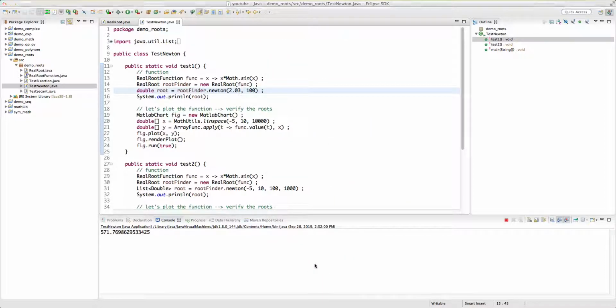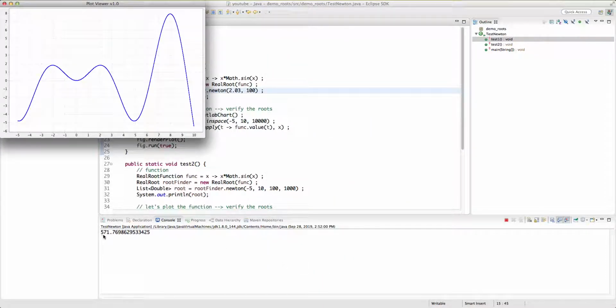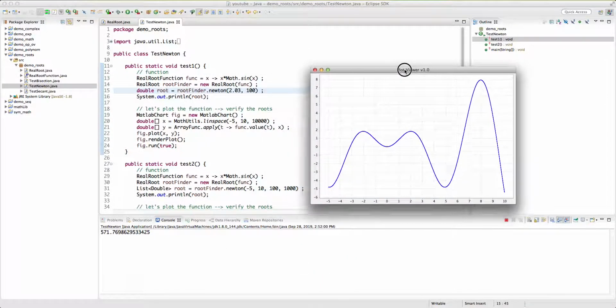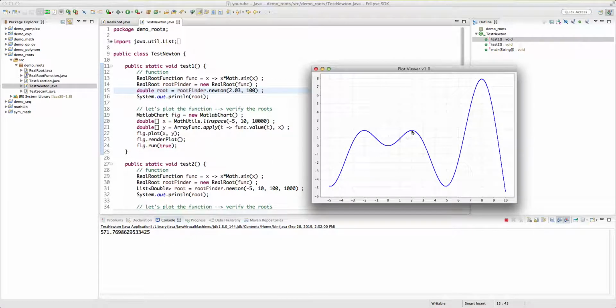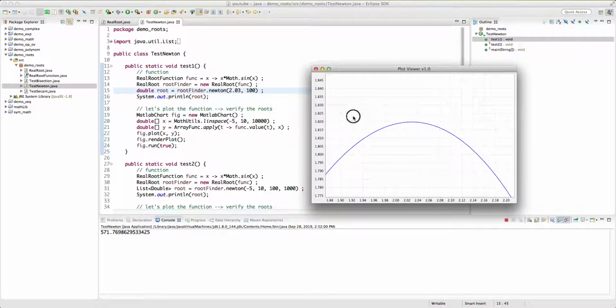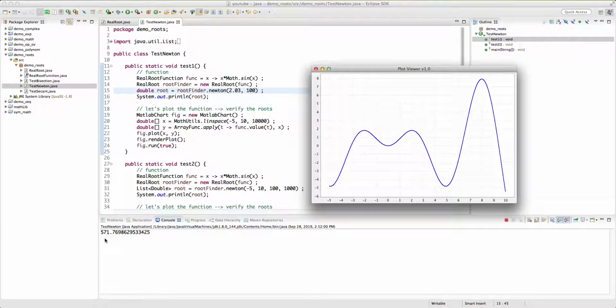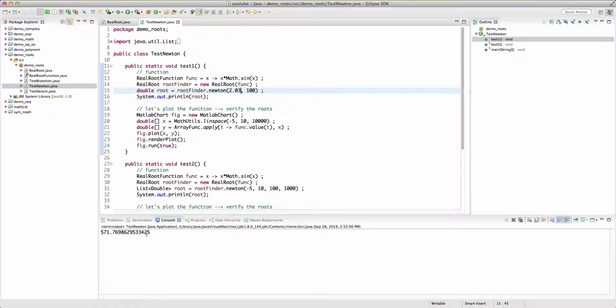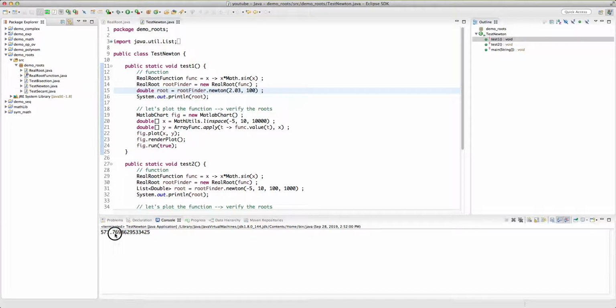Let's see what happens. It returns 571, so it definitely doesn't return a good value, and that's because if the derivative was exactly 0, then we can't find it. Newton's method completely fails. So we can call this a failure of Newton's method, because 571 is not a valid root near 2. Okay?